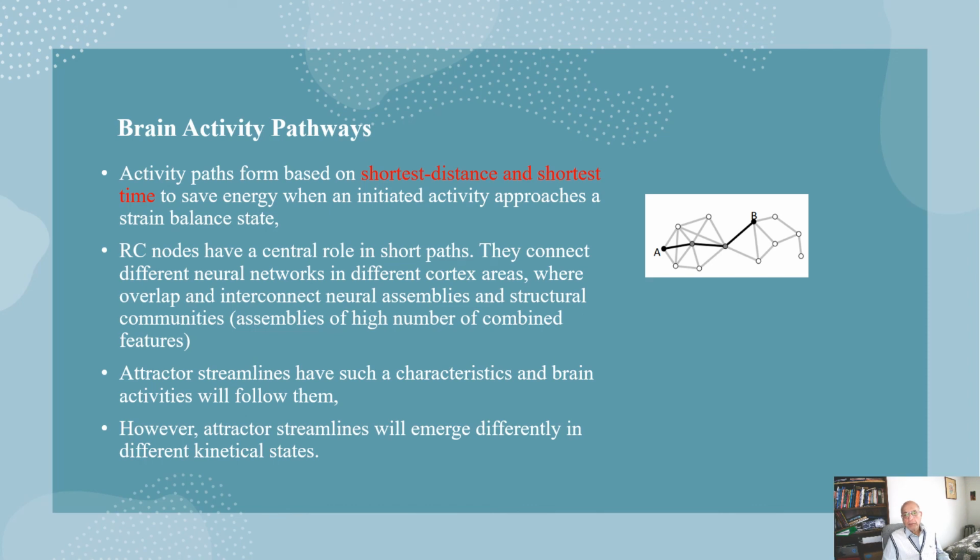So the pathways of the brain activities normally seek the shortest distance and shortest time of connection between the local neural networks, expanding to intermediate and expanding to the global, and repeating different globals toward the termination of the activity, when the strain arrives in a balance at that point.